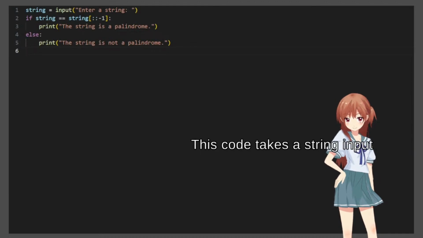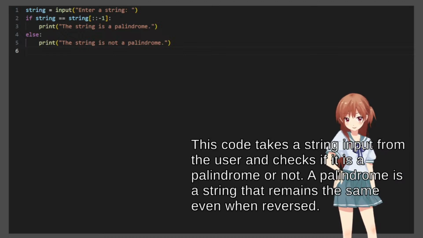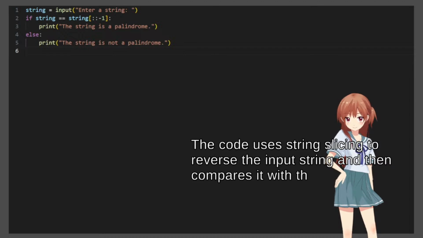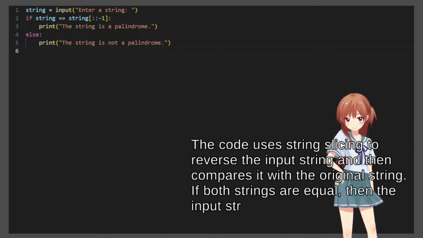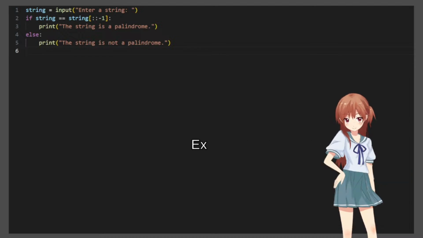This code takes a string input from the user and checks if it is a palindrome or not. A palindrome is a string that remains the same even when reversed. The code uses string slicing to reverse the input string and then compares it with the original string. If both strings are equal, then the input string is a palindrome. Otherwise, it is not a palindrome.